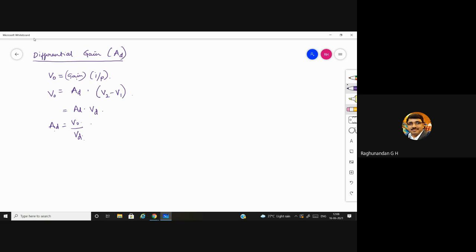Usually the gain will be represented in terms of decibels. When we represent this in decibels, it will be 20 log of AD. So this is the formula to represent the gain in decibels. The same way, next we have the common mode gain.